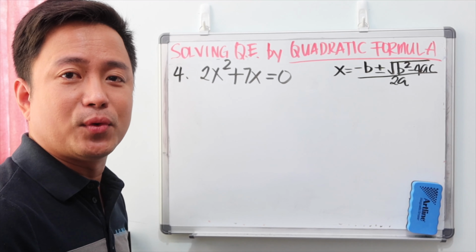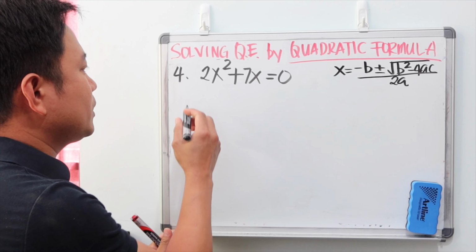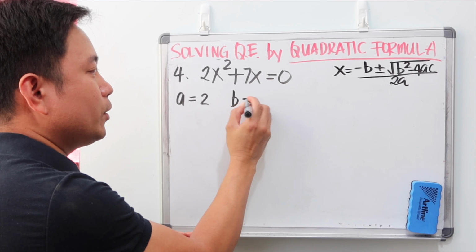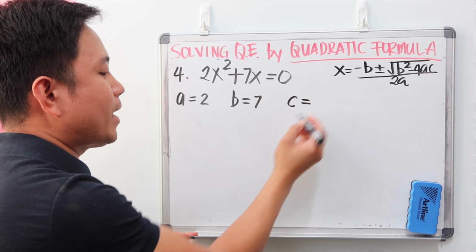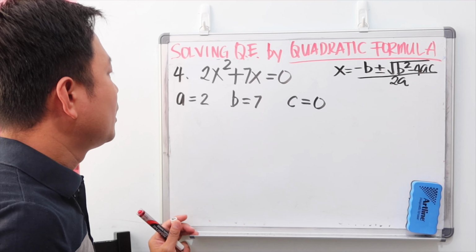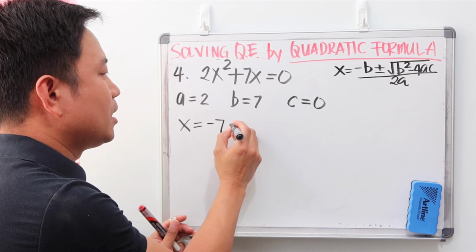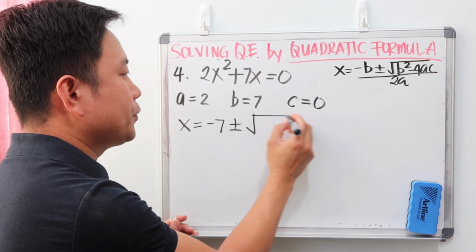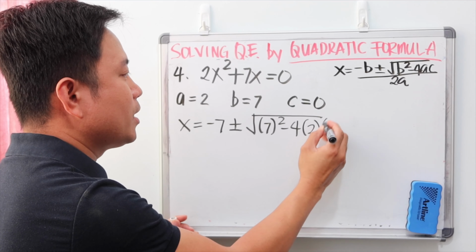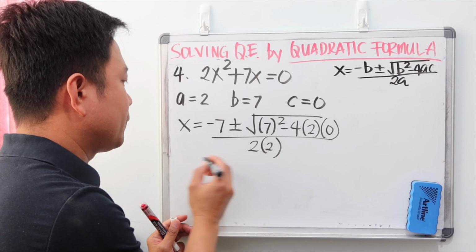Now let's have example number 4. 2x squared plus 7x is equal to 0. So in this problem, the a value is 2, the b value is 7, and our c value is 0. There is no constant, that means we have 0. So now we're ready to plug them into the formula. We have negative 7 plus or minus the square root of 7 squared minus 4 times 2, and then times c, which is 0, divided by 2 times 2.